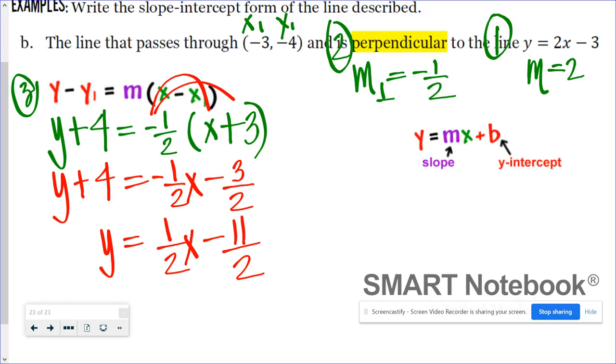So it's just a matter of using that slope criteria. Parallel lines have the same slope. Perpendicular lines have slopes that are opposite reciprocals. And then using that fact and finding the slope from the given line in point slope form to get the equation of your line. That's how you can find equations of parallel and perpendicular lines.